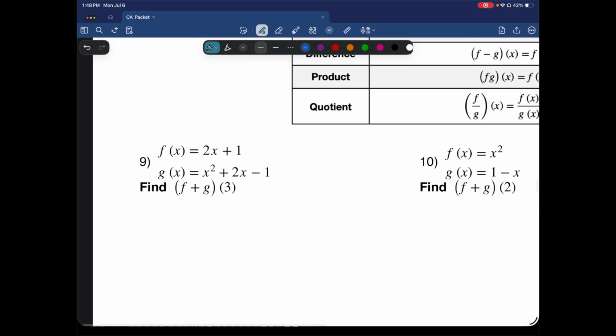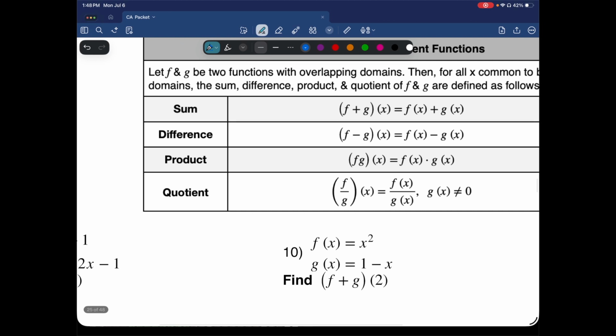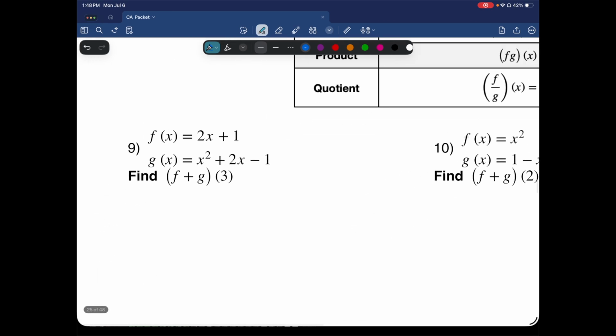So for number 9, it says (f plus g) of 3. As you can see, (f plus g) of x is the same thing as f of x plus g of x. So when I'm given a number like this, the easiest thing to do is plug it into both and find out your answer. So f of 3 is 2 times 3 plus 1, that's going to be 7.